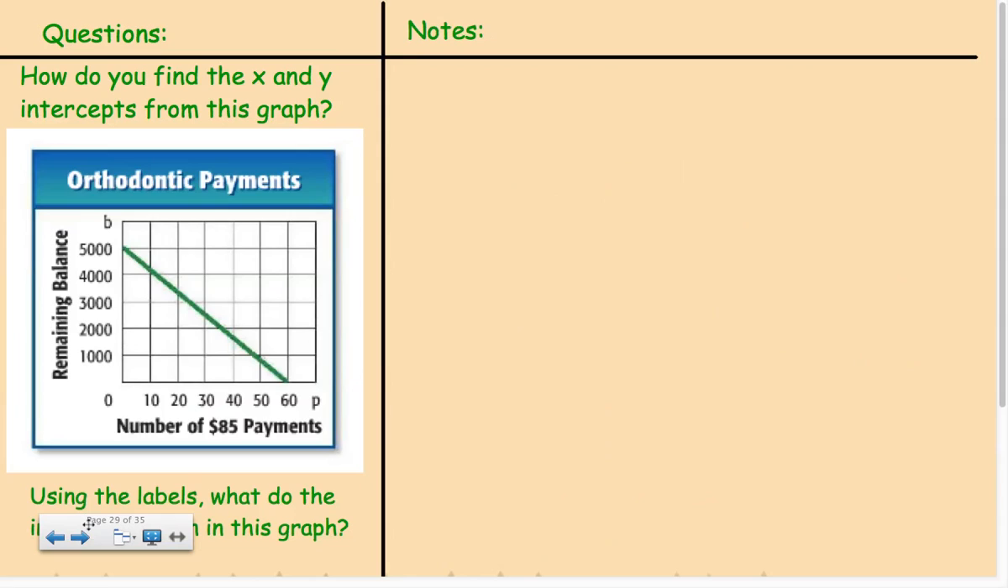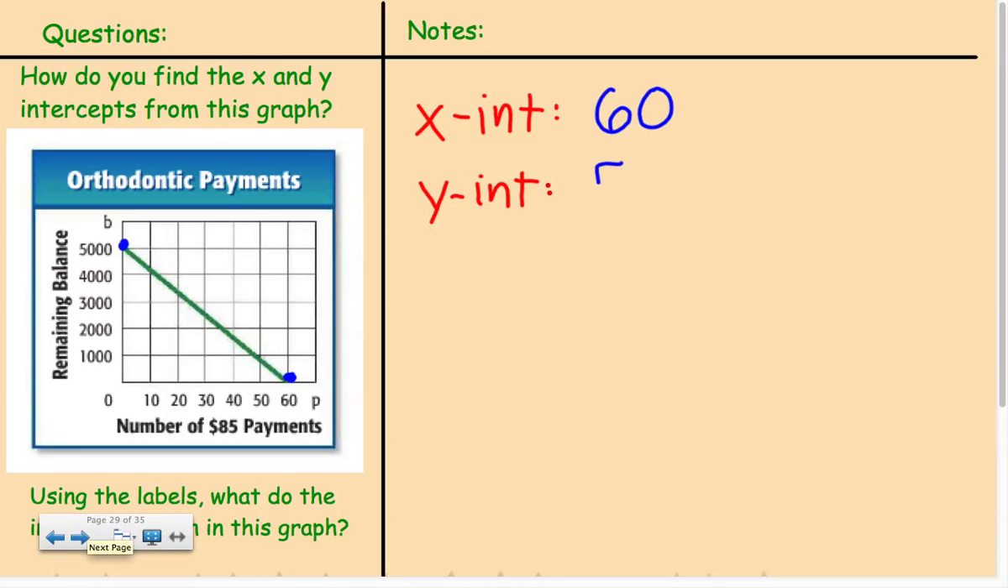How do you find the x and y intercepts from this graph? And then we're going to label again. Orthodontic payments. So let's write down x-intercept, y-intercept. Move these up a little bit so I have more room to write. Okay, so our line crosses the x-axis right here, which is 60. Our line crosses the y-axis right here, which is 5,000.